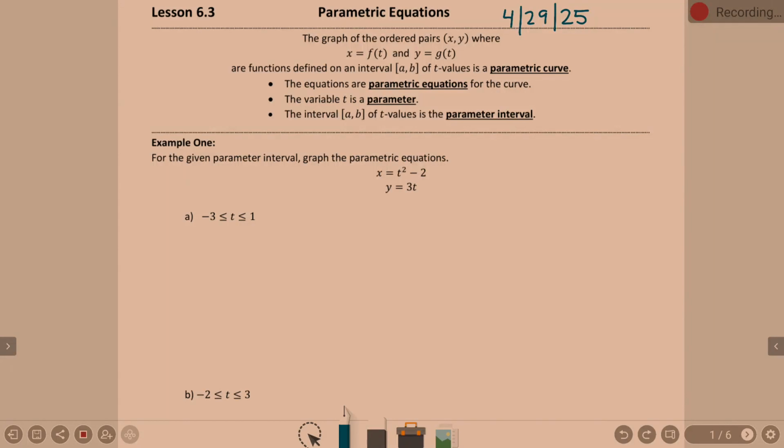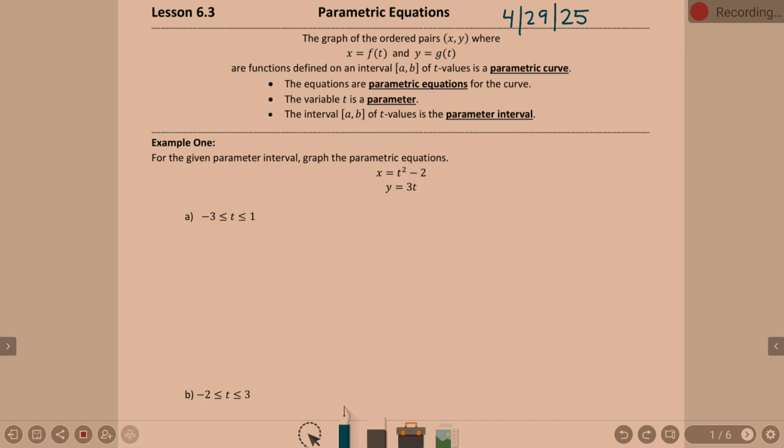We got lesson 6.3 pulled up, yes. We are looking at lesson 6.3, and while related to vectors, we're taking a slightly different route. We're going to look at something called parametric equations.